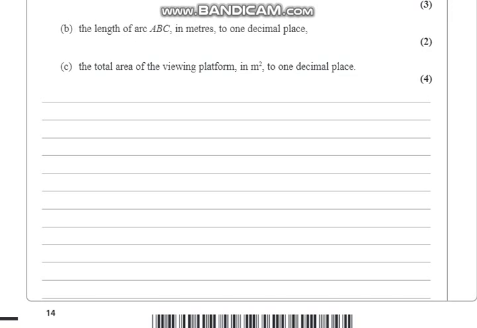The total area of the viewing platform in meters squared to one decimal place. Okay, now that's 4 marks. So 2 marks for finding the circle's area, and 2 marks for finding the area of the triangle. Very easy guys, don't worry about this, we'll get through this. So I'll just write the area formula for both of them.